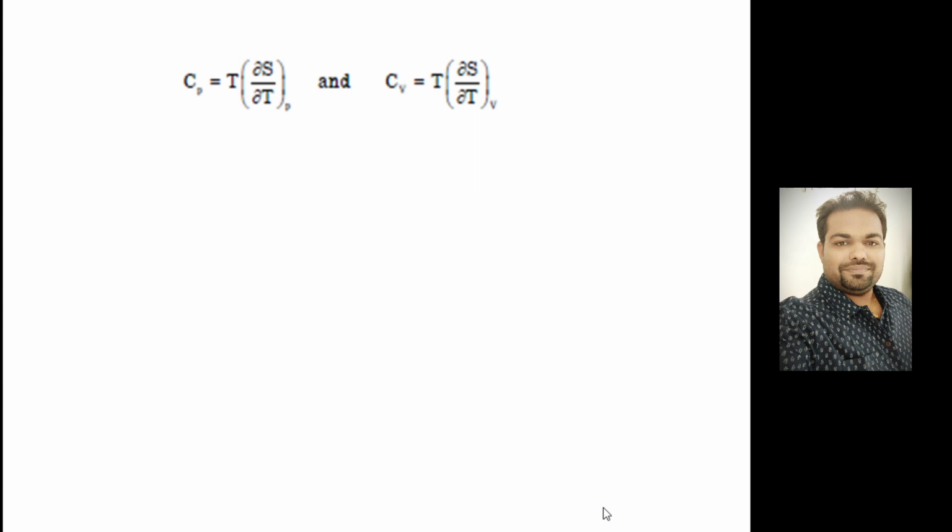Now what you need to do is use the basic definition of Cp. Cp is nothing but T into ∂S/∂T at P, and similarly Cv is equal to T into ∂S/∂T at V. Where are you getting this from? For a constant volume process, heat transfer is equal to the change in internal energy, Cv dT. And heat transfer for a reversible process is equal to T dS. Similarly, heat transfer for a constant pressure process is Q equal to Cp dT. The same thing is here. From there you have written the Cp and Cv expressions.